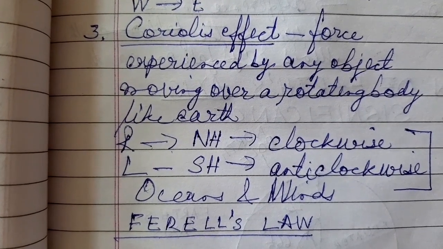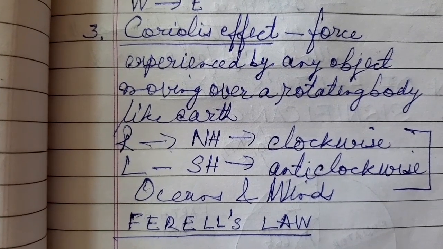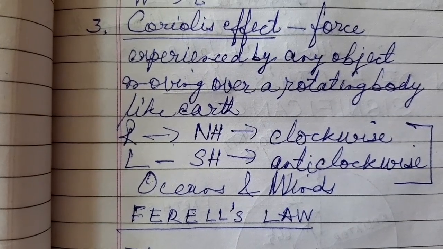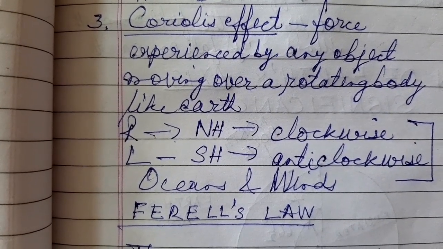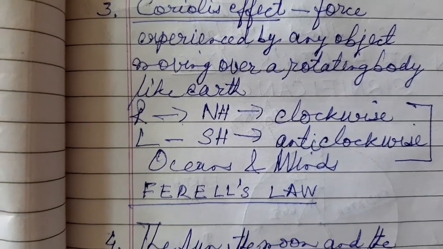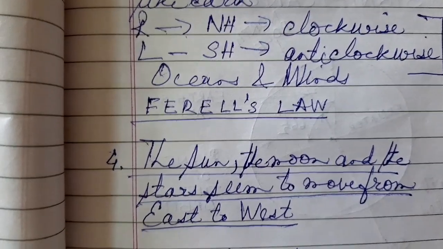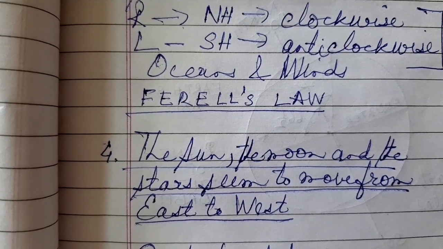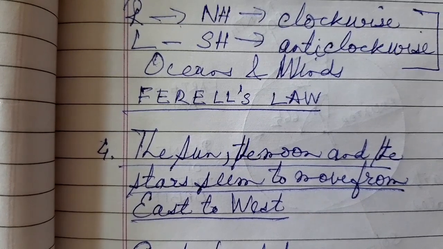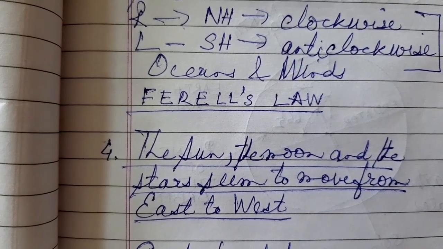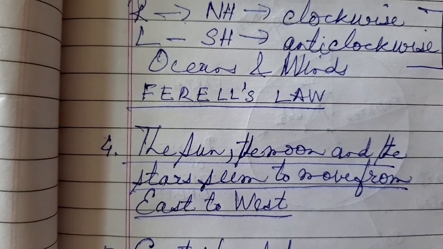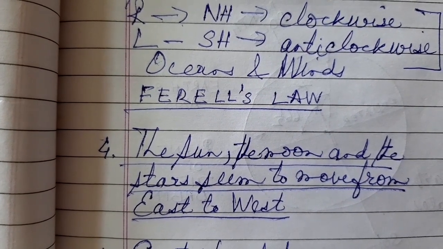Similarly, even winds are deflected to the right in the northern hemisphere and to the left in the southern hemisphere. And this law, which tells us in which direction the winds are going to be deflected, is called Ferrel's law. The next effect is that the sun, the moon and the stars, all of them appear to move from east to west. It is not the sun or the moon that is moving here. It is the earth that is moving from west to east.